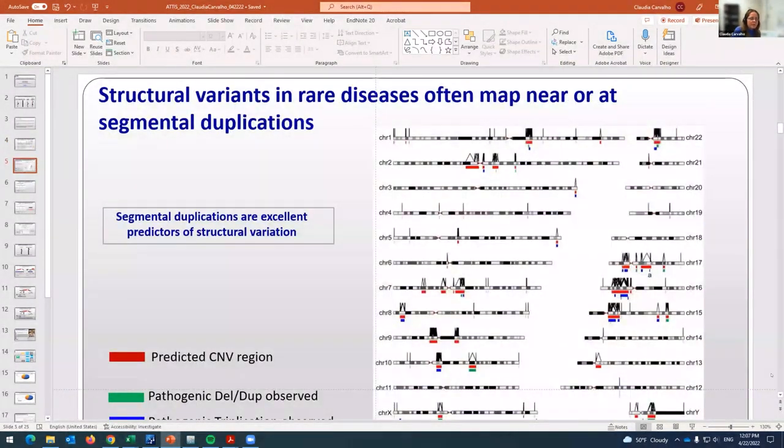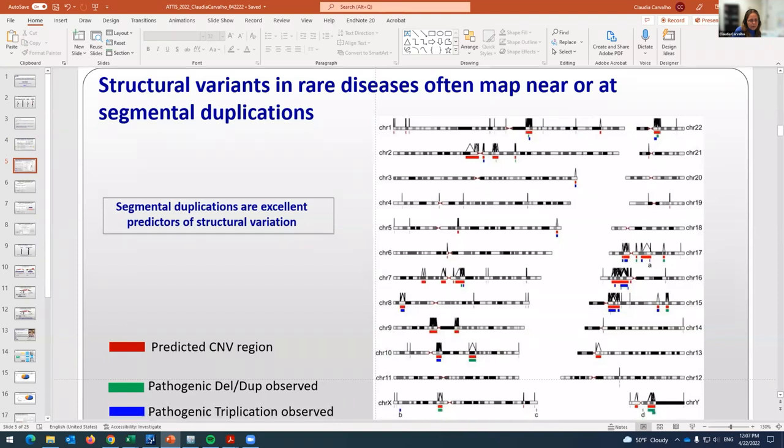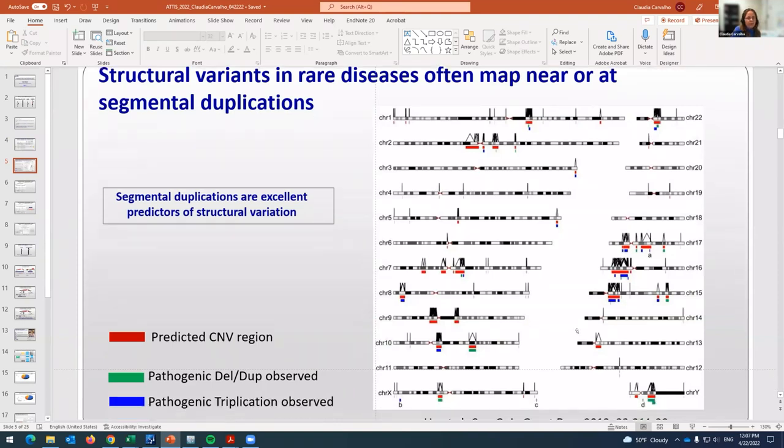So in fact, structural variants in rare diseases often map nearby or at the segmental duplications. Here is a map of several of the diseases that we already know, defined by deletions or gains, and the presence of segmental duplications. As you can see, they map very close to or on top of them. So repeats are actually excellent predictors of where the de novo structural variants are going to happen and which ones are going to cause disease.